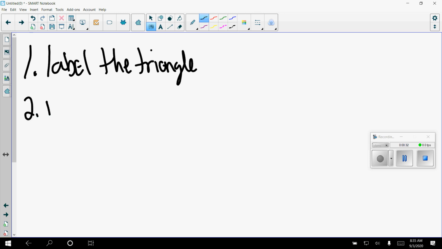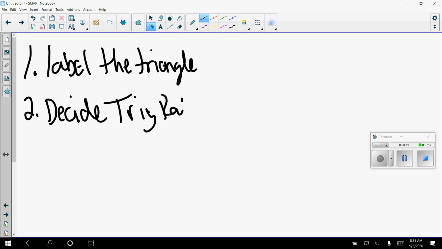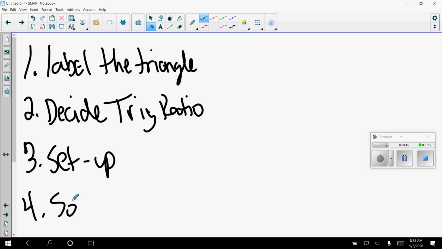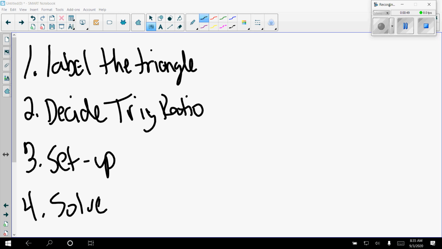Decide which trig ratio. Set up the problem. And really solve the problem. Okay, so we'll look at a few examples here.